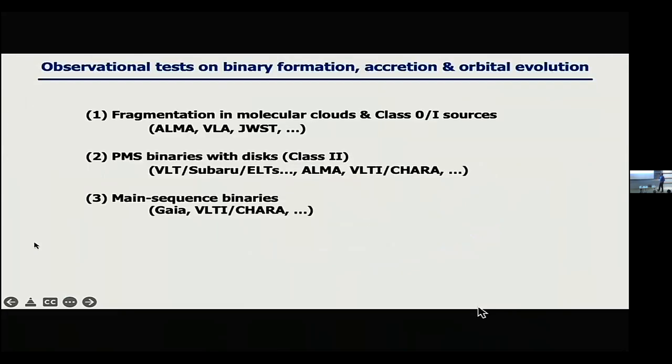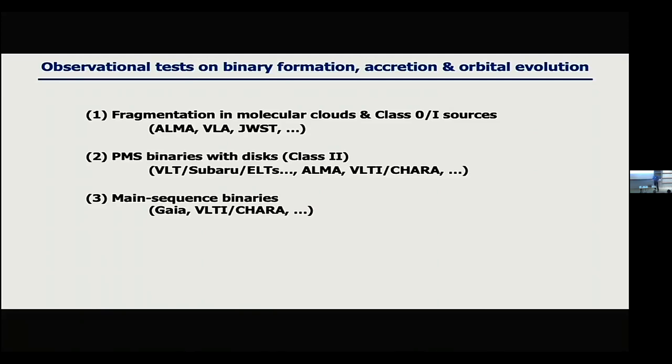And so I thought maybe a good way of structuring the discussion section is to think about it in terms of very early evolution, basically what John Tobin talked about, fragmentation in clouds and class 0 sources, then later observations on pre-main sequence binaries and disks, and then maybe also what we can infer from observations on main sequence binaries about this orbital evolution and formation processes.